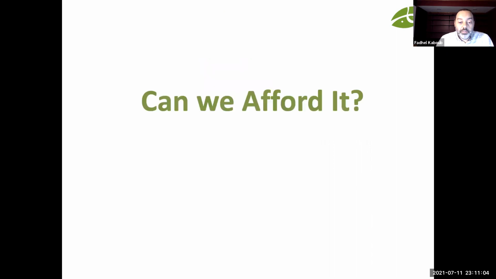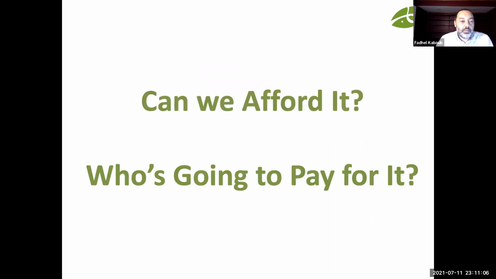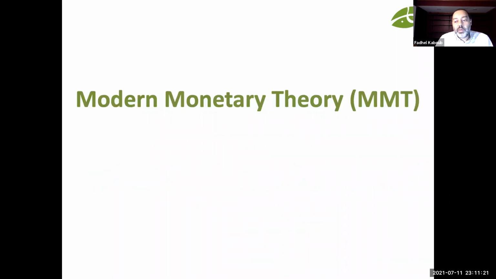Can we afford it? How are we going to pay for it? The typical response is that this is going to be inflationary. Developing countries can't afford to spend more on employment programs, on industrial policy, on food policy. Where will the money come from? So this is where MMT comes in.